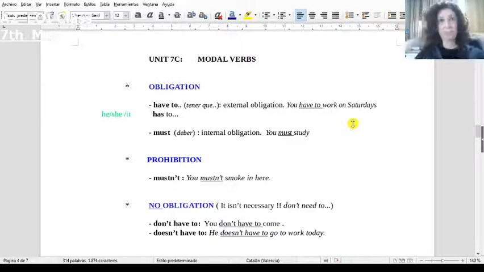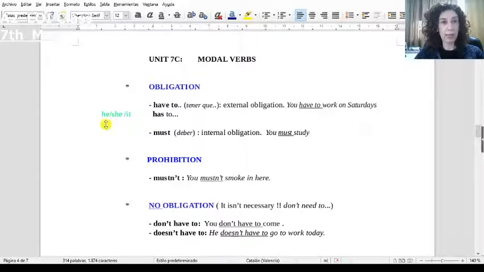Well, look at here. Modal verbs. Today we're going to learn how can we express obligation, prohibition, and no obligation. There is no need, it isn't. Well, the first one, obligation. We can use have to, tener que hacer algo. Tercera persona del singular, has to, ¿vale?